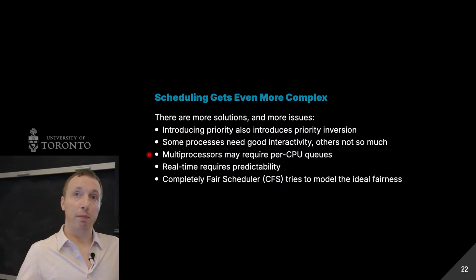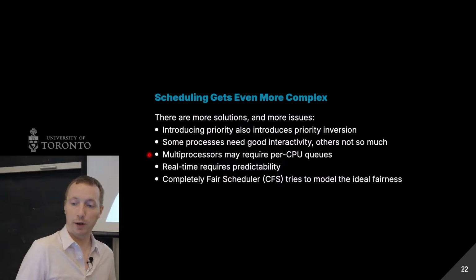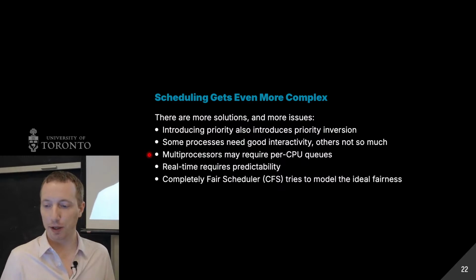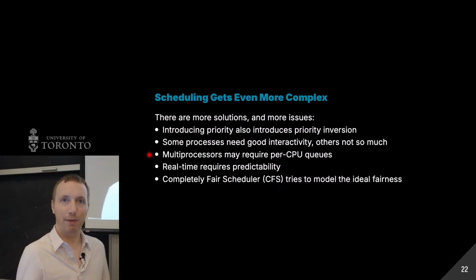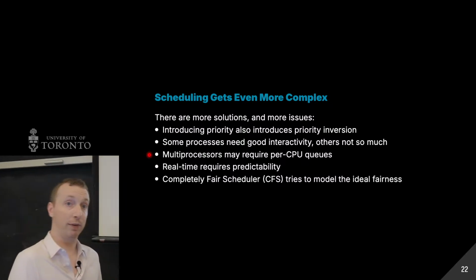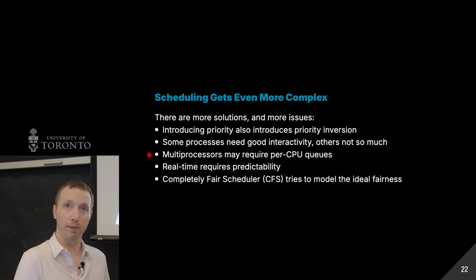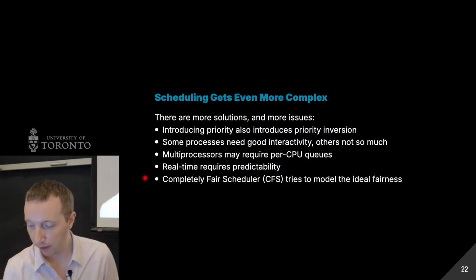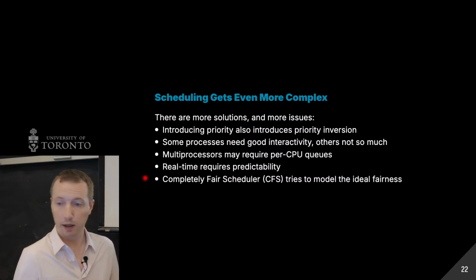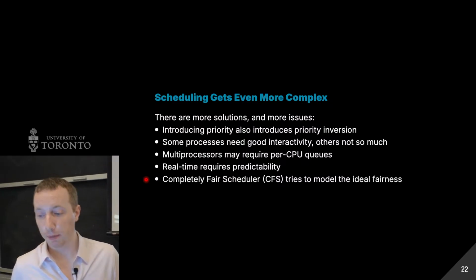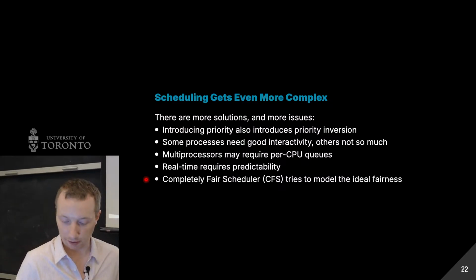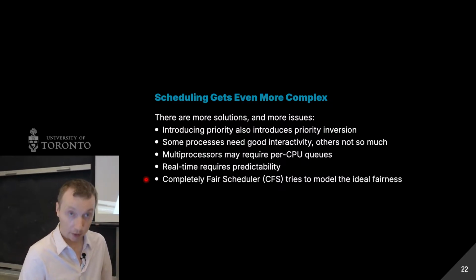Then also we had multiple CPU cores we had to argue about. They basically have per CPU queues. We might also have real time we have to worry about. That requires predictability, so that's why it has very simple scheduling algorithms like first come, first serve and round robin. And then for normal processes, which kind of want to be fair, what Linux uses now is something called the completely fair scheduler that tries to model that ideal fairness. And with that, just remember, I'm pulling for you.